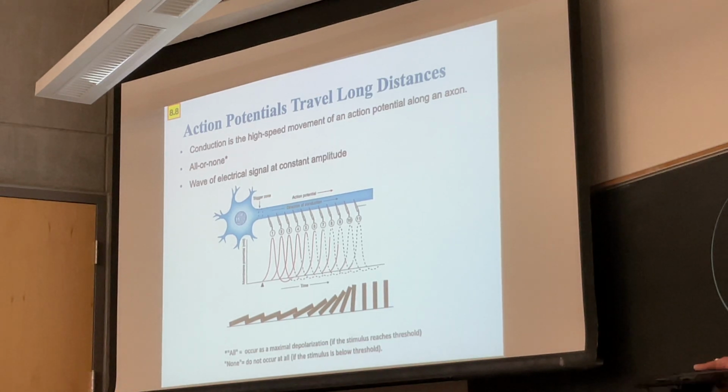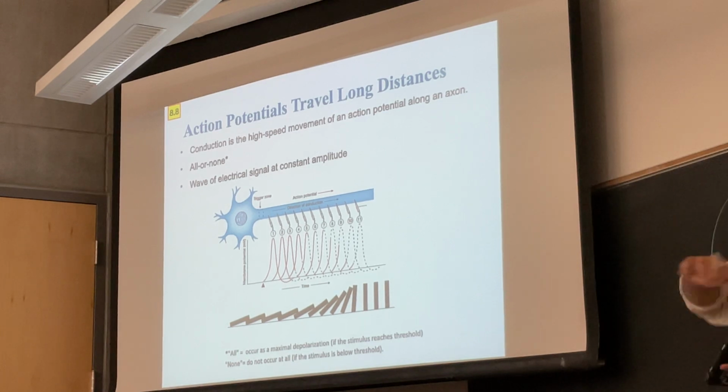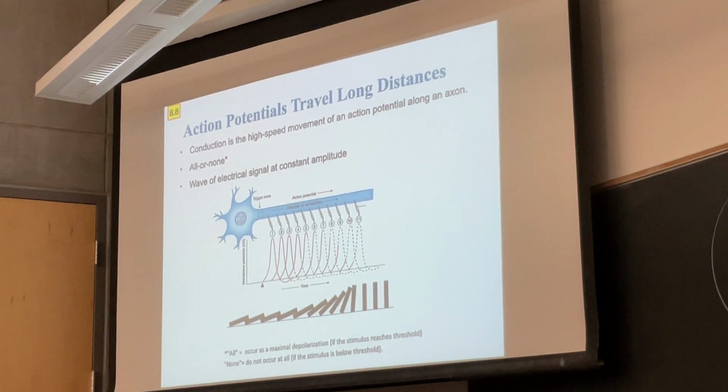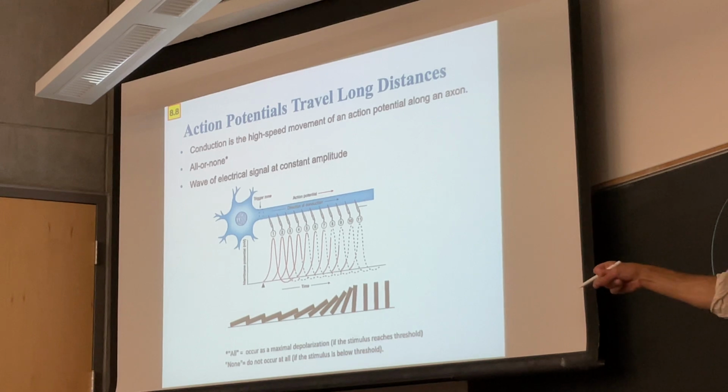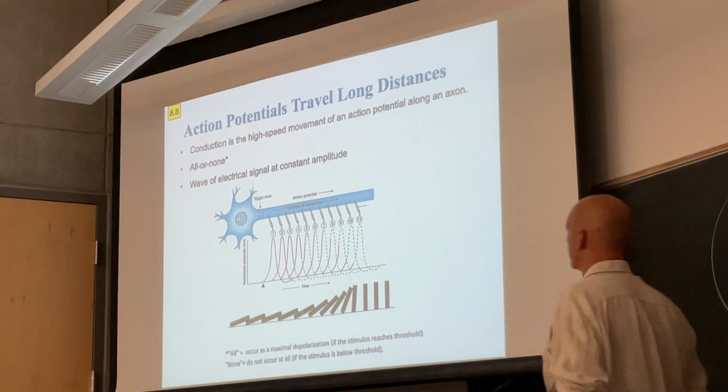Now you see the difference between this and the graded potential. This is an active one, it doesn't change. It could travel from your spinal cord all the way down to your big toe, a foot or 2, maybe 3 feet, and it's going to be just as strong when it started as when it ends. Unlike your graded potential, which is going to wear out and phase out as it moves away.